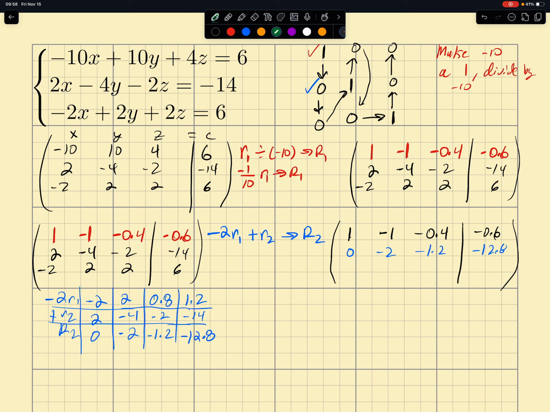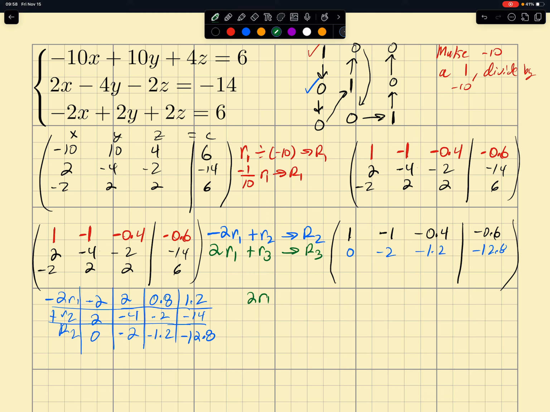Now we're going to make a 2. I'm sorry, no, we're not going to make a 2. We're going to make a 0 in row 3, column 1. So it's column 1, so we're going to use row 1. The opposite of minus 2 is positive 2, so we're going to do 2 row 1 plus row 3, and that's going to replace row 3.